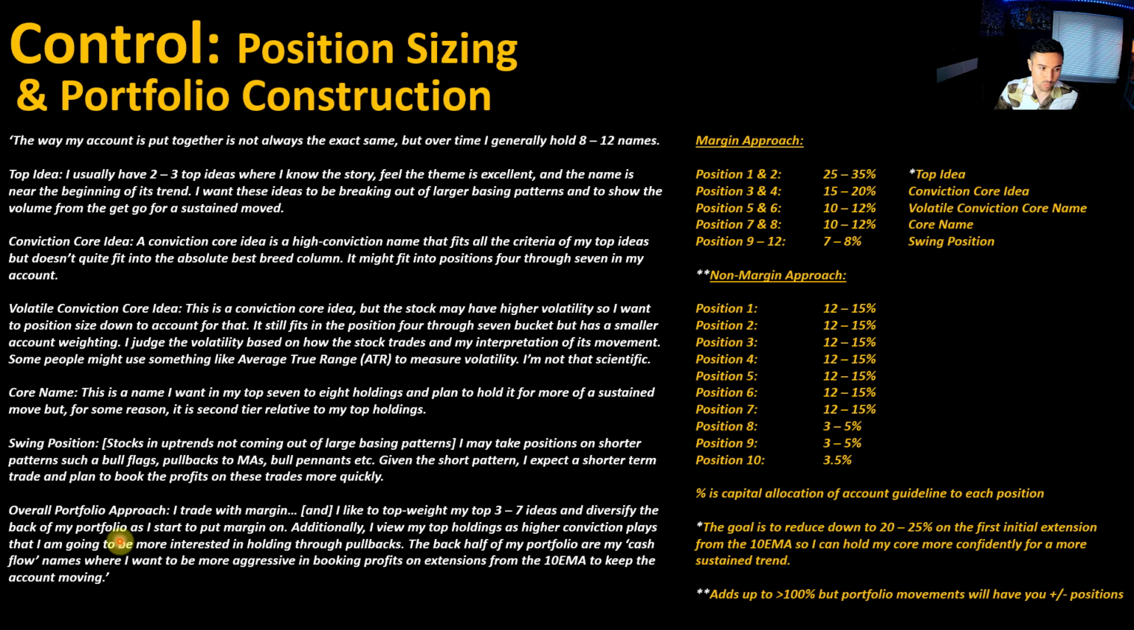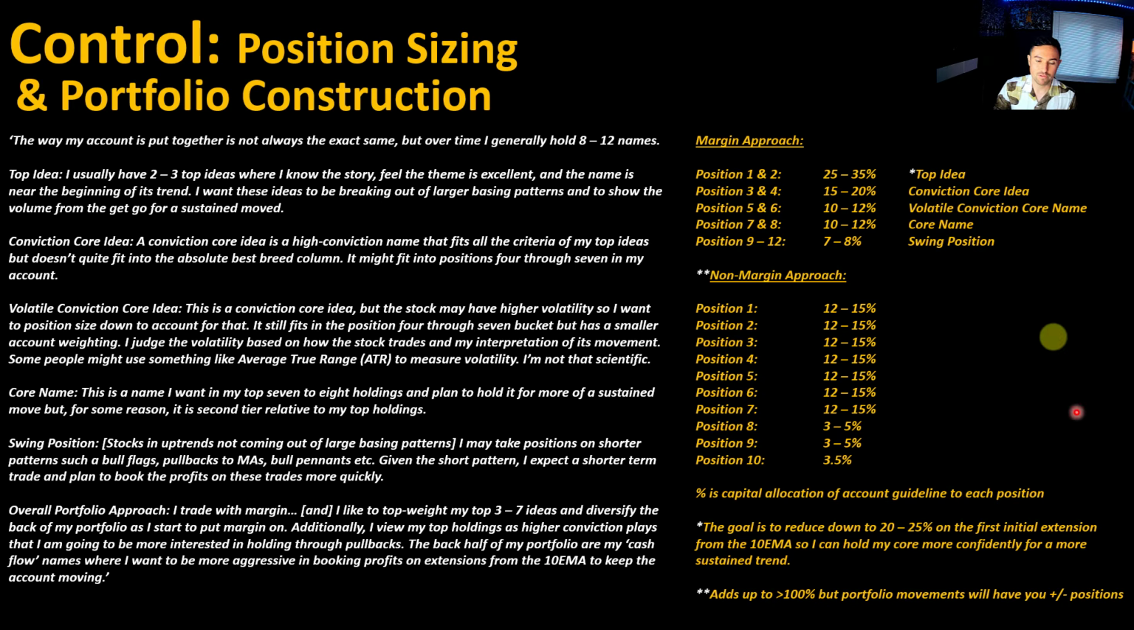Overall portfolio approach, I trade with margin and I like to top weight my top 3 to 7 ideas and diversify the back of my portfolio as I start to put on margin. Additionally, I view my top holdings as higher conviction plays that I'm going to be more interested in holding through pullbacks. The back half of my portfolio are my cash flow names where I want to be more aggressive in booking profits on extensions from the 10 EMA to keep the account moving.